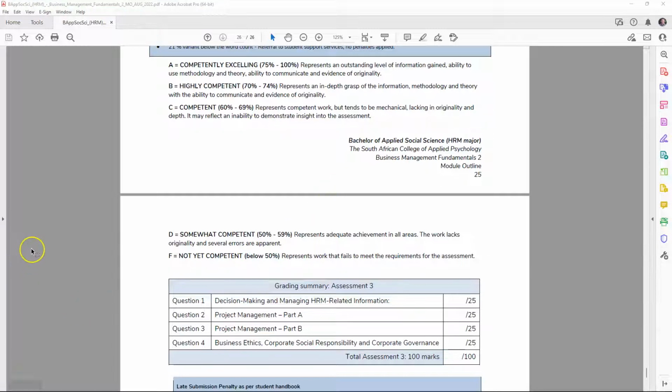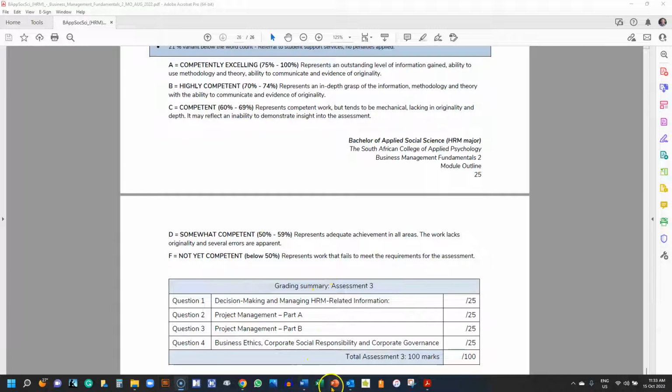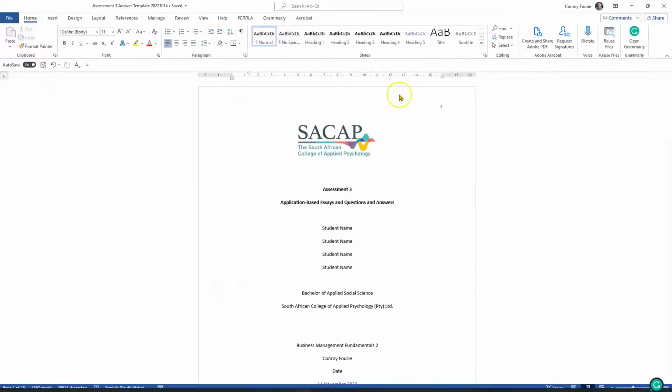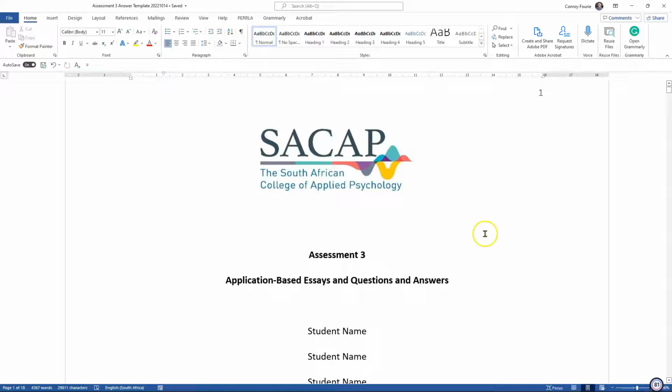So I just realized that I wasn't quite finished. I just need to spend a couple of moments showing you the answer template. So let's go there, over here. This is the answer template. It's already on my SACAP.